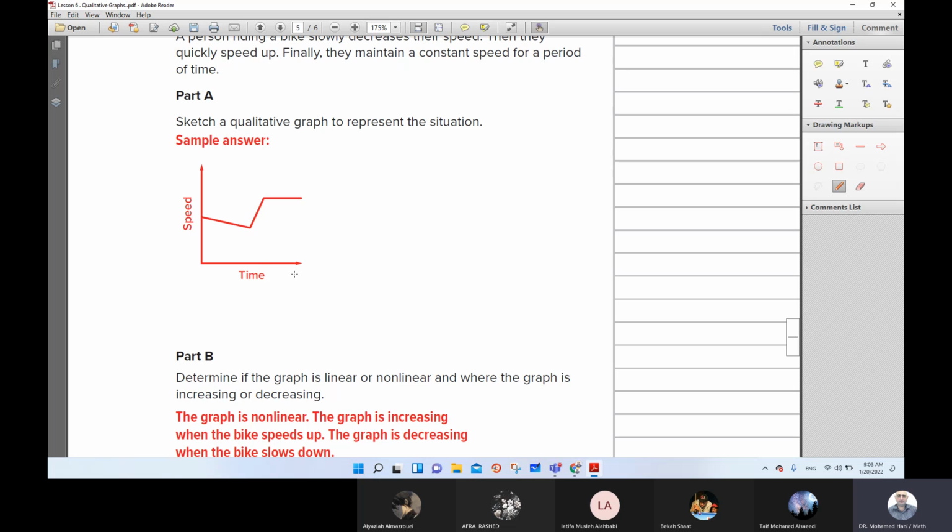Here we have the x-axis, the time. Here we have the y-axis, speed. As you see, the speed here is decreasing, then increasing, then there is no change.